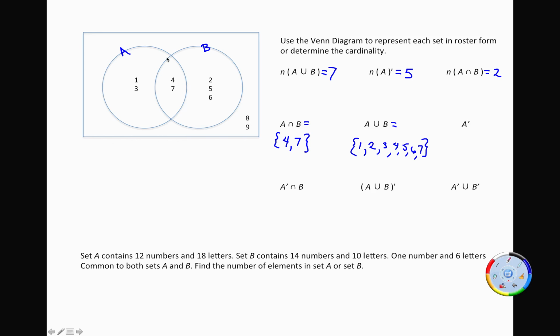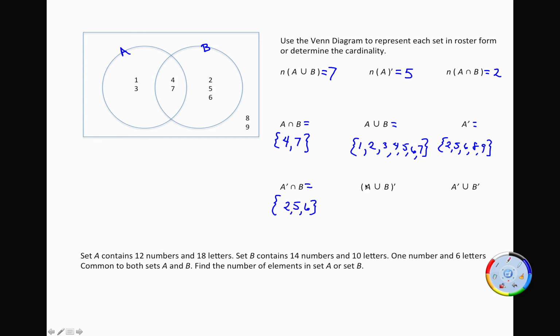Not A are the elements that are not in this circle. So 2, 5, 6, 8, 9. Not A and B. Okay, we already know which ones are not A. That's these. Here's not A. So if they also have to be in B, not A and B, then 2, 5, and 6. Right? They're not in A, but they are in B.